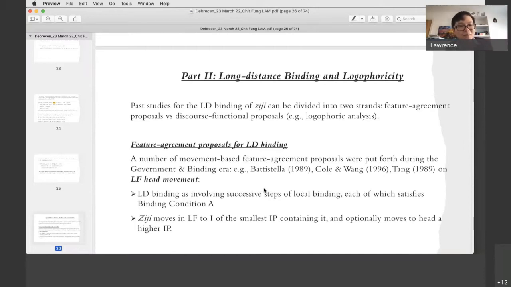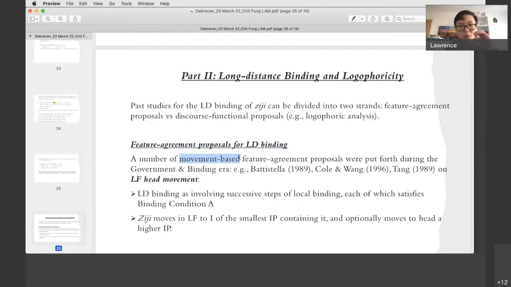Past accounts usually divide into two different strands. The first strand is what is called the feature agreement proposals. It's quite popular, especially with linguists who have more of a Chomskyan type of approach, placing more emphasis on the syntax here. This kind of proposal is something that syntacticians would like to go for. In the 80s, there were quite a lot of movement-based feature agreement proposals being used.